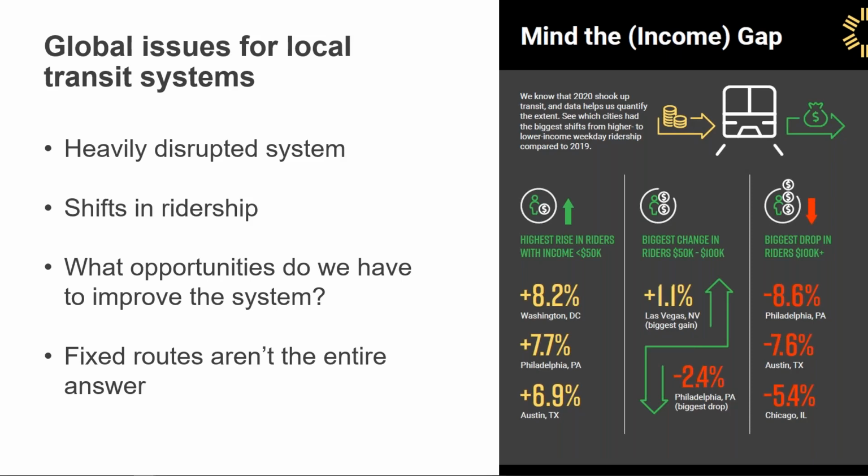Data can show us more. And some of this comes down to what are the policy goals of our transit system? Who are we providing it for? What outcomes are we trying to achieve from it?